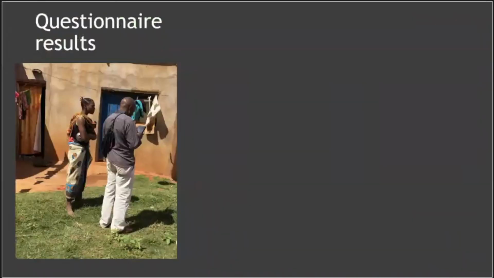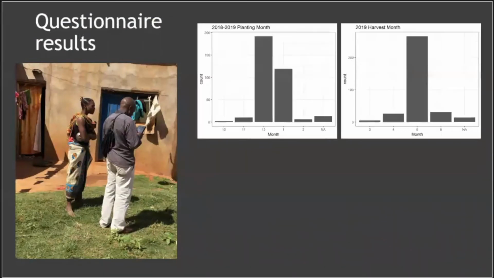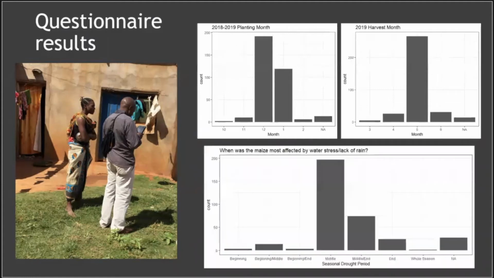So from a questionnaire, here's my research assistant, John Mshanga, talking to a customer outside of a grain mill. We learned many things, but just a few highlights was that planting date was generally December to January. Harvests were mostly in May. I was there late May, early June, and people would sort of harvest portions of their field at a time. So it wasn't a single date for all of the harvest.